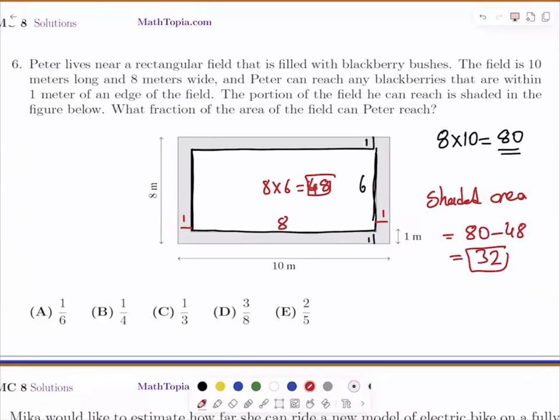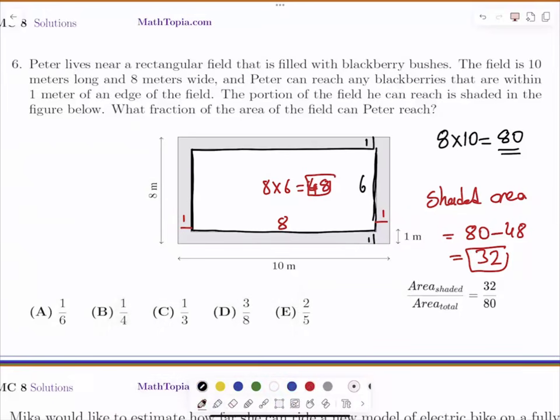32. So what are we trying to understand, Yusuf? We're trying to understand what fraction of the area, like how many percent, he can access. So you need the area of the shaded area over the total area, right? Yes. So that means 32 is the shaded area, 80 is the total area. But we don't have these choices, 32 over 80. Then we need to reduce the fraction, Yusuf.